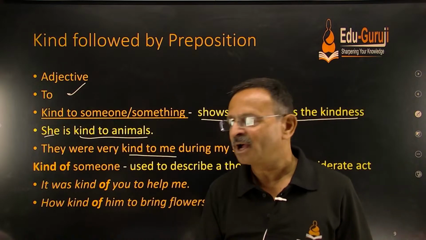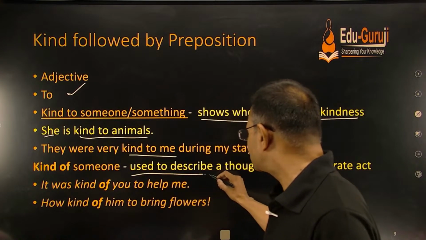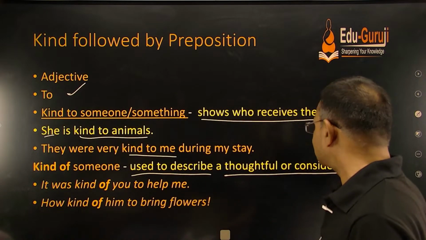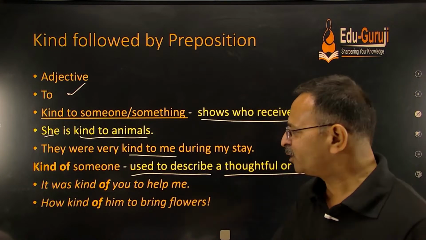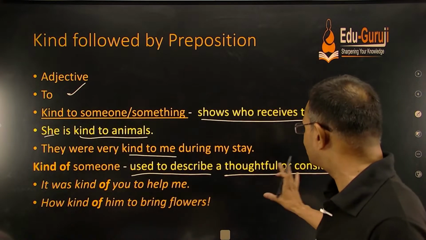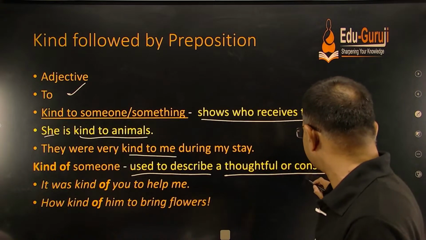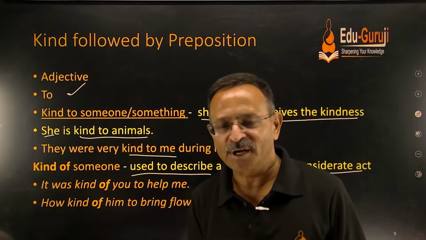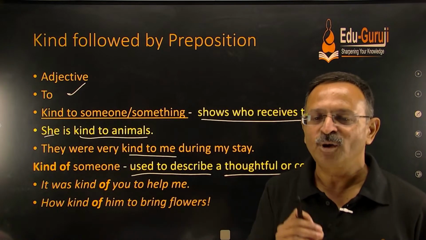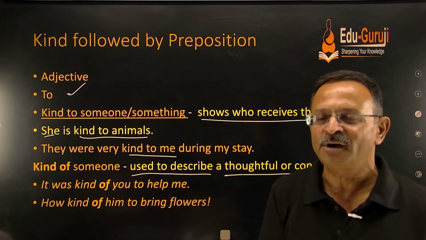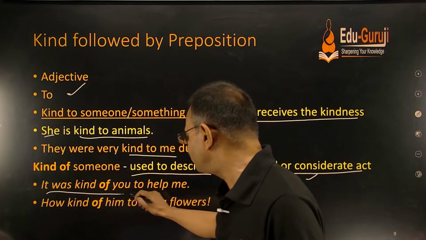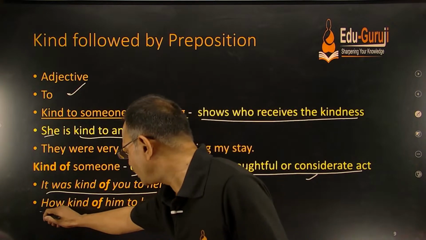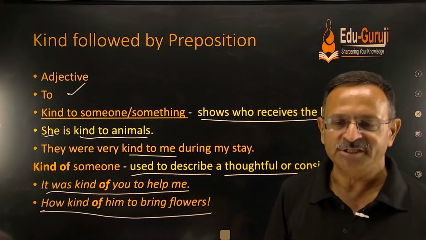Then again, you have "kind of" someone, used to describe a thoughtful or considerate act. Again, "kind of" someone means what? Used to describe a thoughtful or considerate act. So we are talking about something thoughtful, or you are considerate, which means you are kind to him. So look at the usage. It was kind of you to help me, and how kind of him to bring flowers.